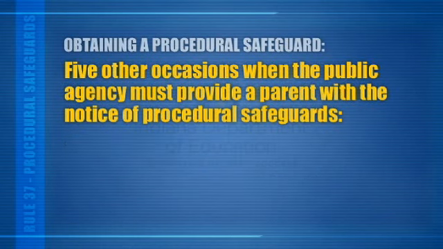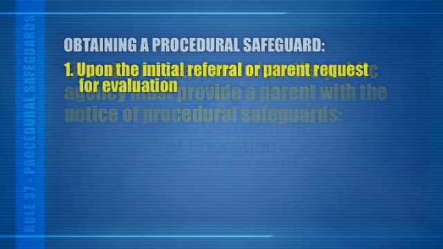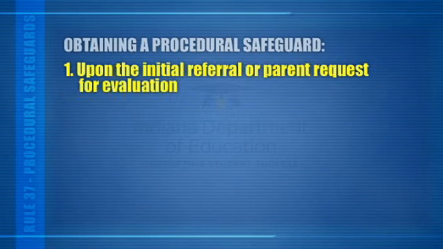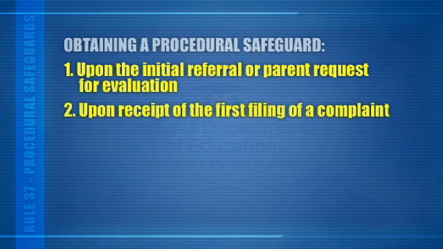There are 5 other occasions when the public agency must provide a parent with the Notice of Procedural Safeguards. Written notice must be given upon the initial referral or parent request for evaluation. Written notice of procedural safeguards must be given to a parent upon receipt of the first filing of a complaint.